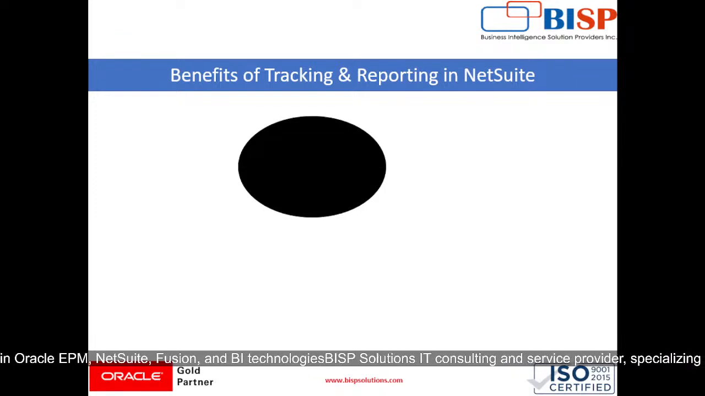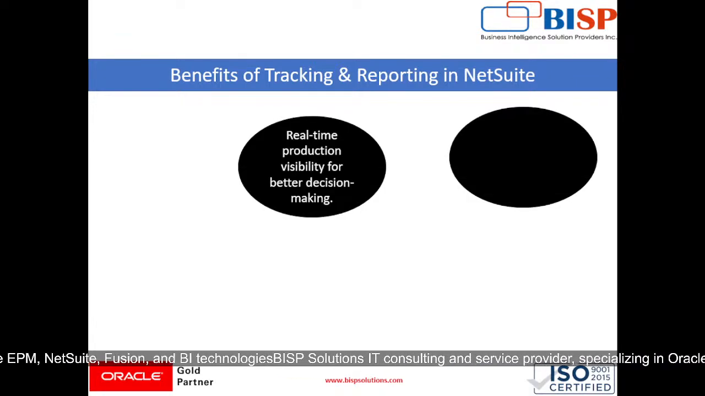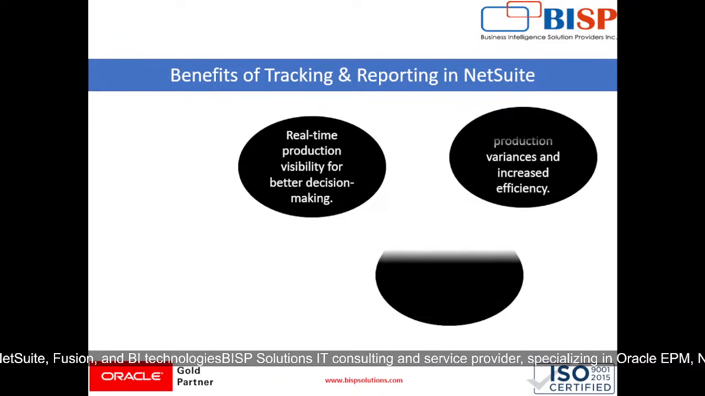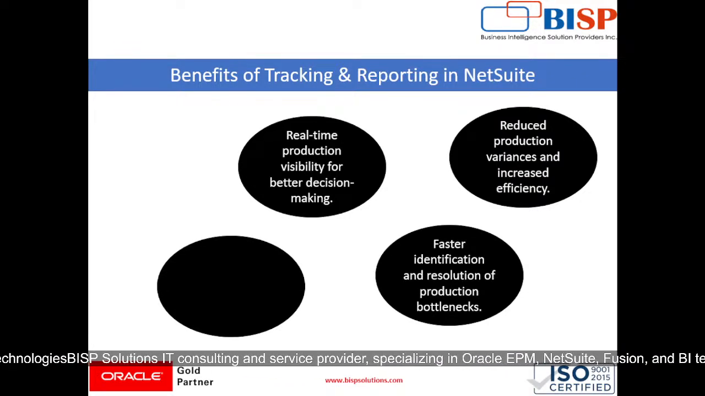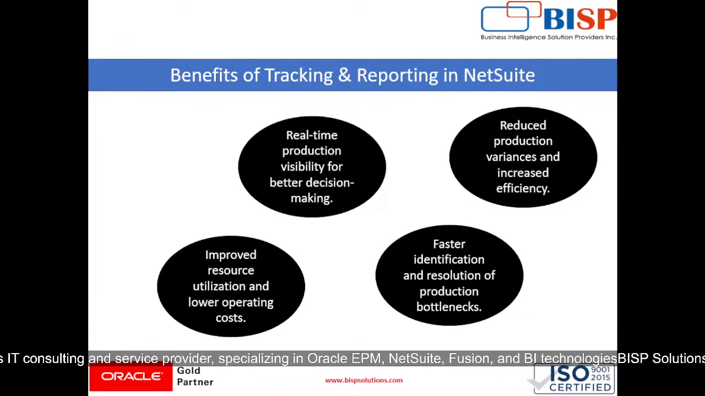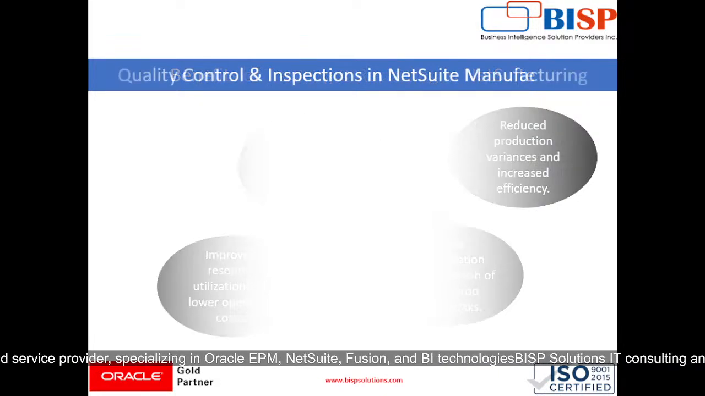Then come the benefits of tracking and reporting in NetSuite, where real-time production visibility for better decision making is provided. It also reduces production variance and increases efficiency. It also provides faster identification and resolution of production bottlenecks, and it improves resource utilization and lowers operating cost.